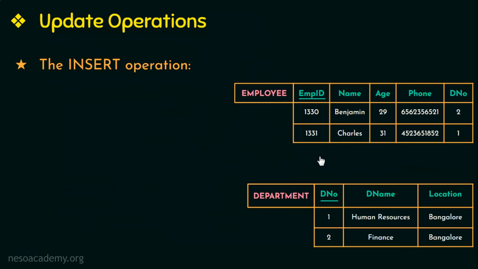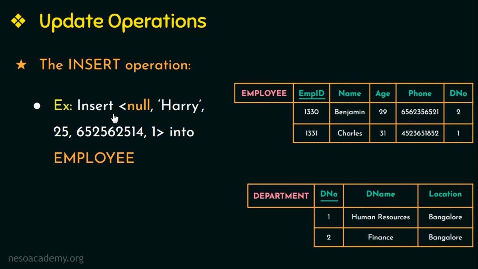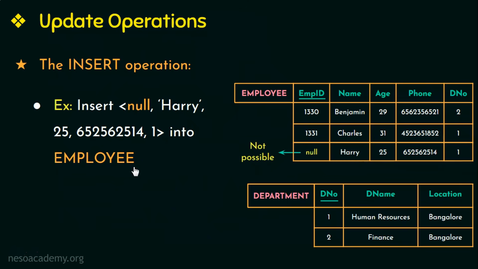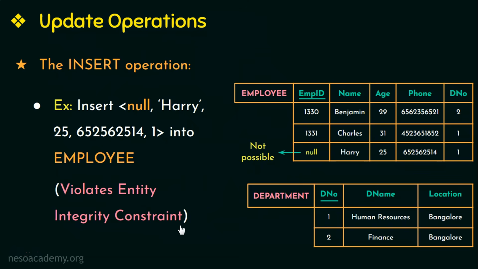Moving on to the next example, if I'm trying to insert a new tuple with these values into the employee relation, we can see that the value of the employee ID is null, which is not possible for a primary key. Therefore, it violates the entity integrity constraint. We know that this constraint states that no primary key value can be null. If this kind of violation occurs, the DBMS could ask the user to provide a value for employee ID and could accept the insertion if a valid employee ID is provided.